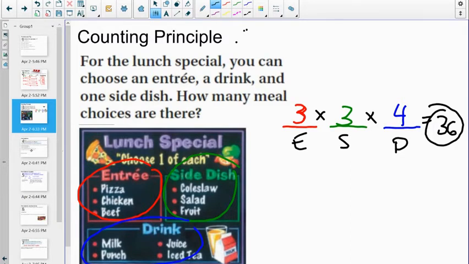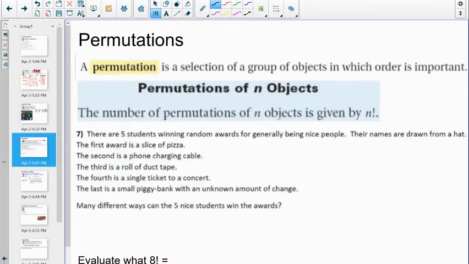So now as we move forward onto permutations, remember, a permutation is a selection of a group. Feel free to pause this if I'm going too fast, or you guys can rewind. The number of permutations of n objects is given by n factorial. So let's say there are 5 students winning random prizes for being really nice people, and their names are drawn from a hat. How many different ways can the 5 nice students win the awards?